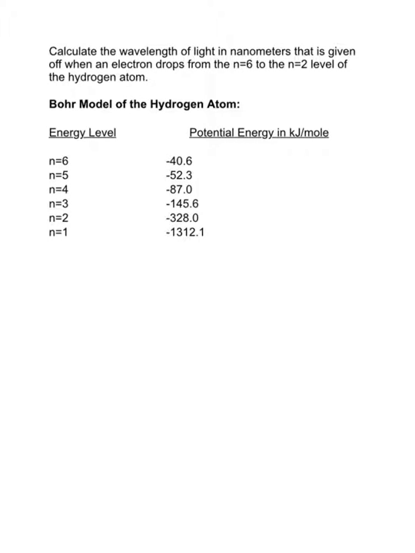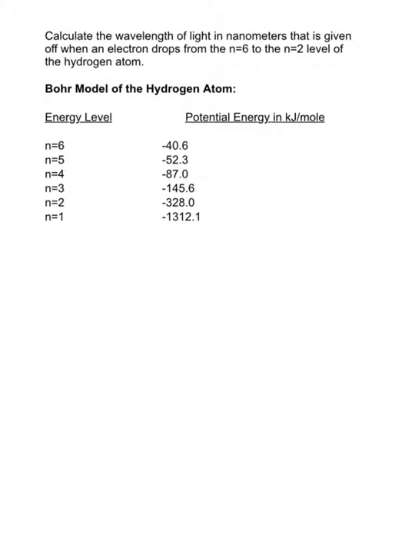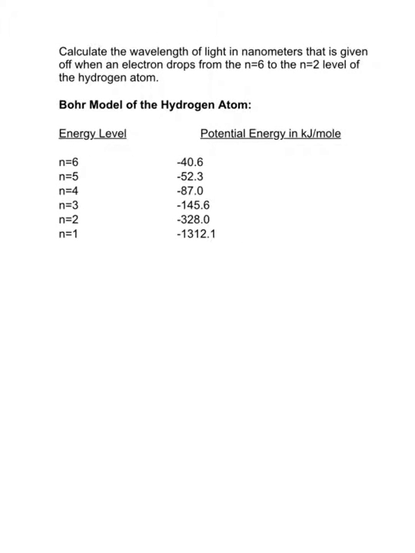Okay, so we just figured out that our energy was 4.77 times 10 to the negative 19th joules per photon. So we know our energy equals 4.77 times 10 to the negative 19th joules per photon. And they're asking us for wavelength. Okay, there's a couple ways of doing that.